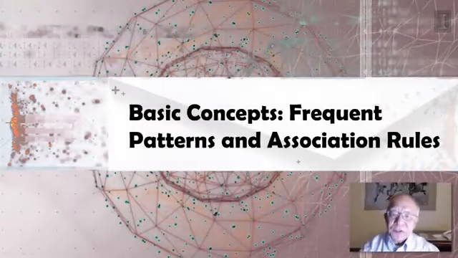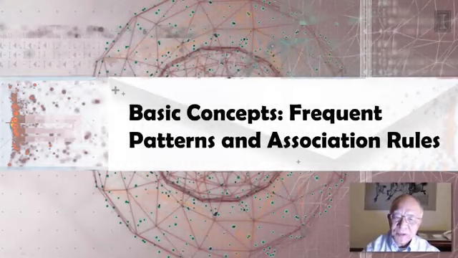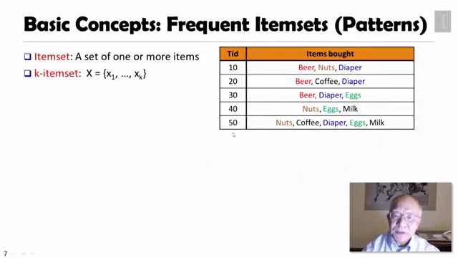Let's first introduce some basic concepts on frequent patterns and association rules. We first look at this simple transaction example. There are 5 transactions, 10 to 50 are the transaction IDs, and these are the sets of items they bought.